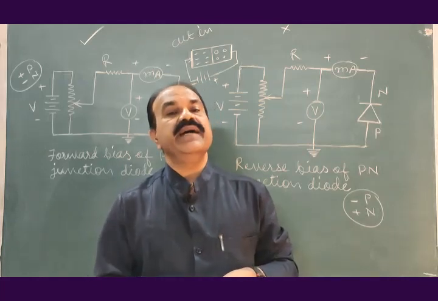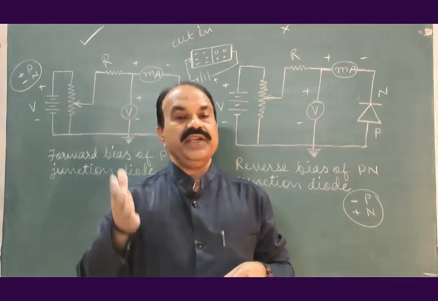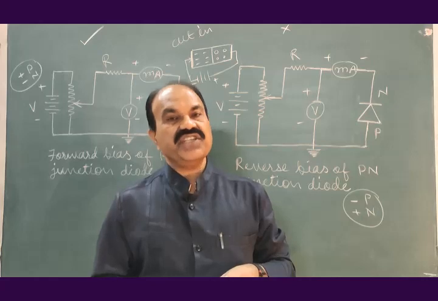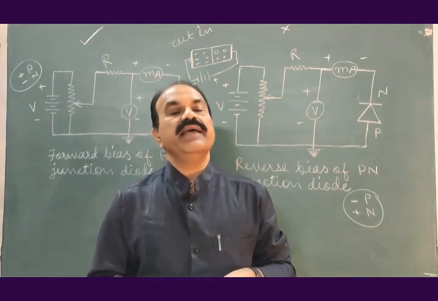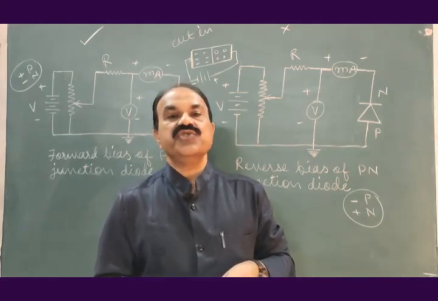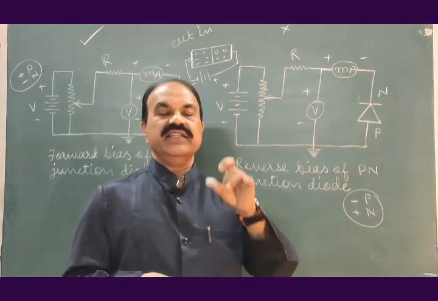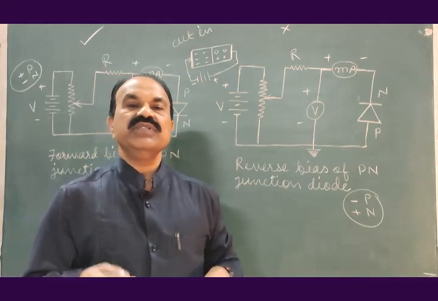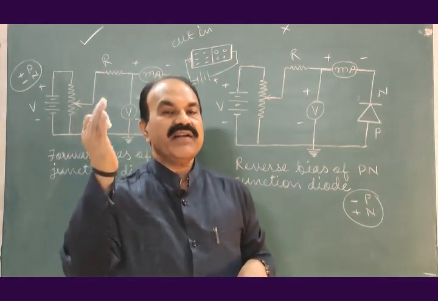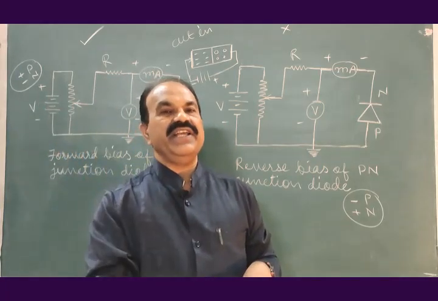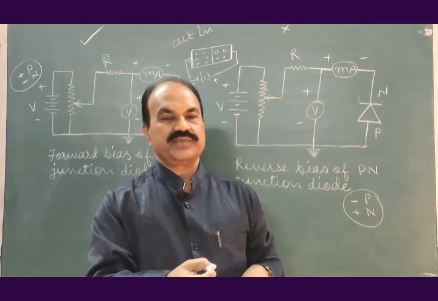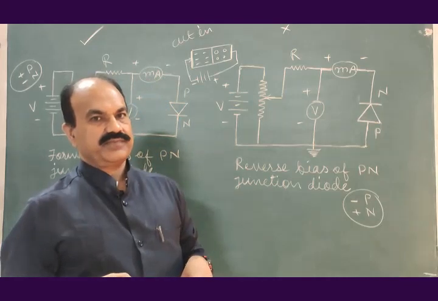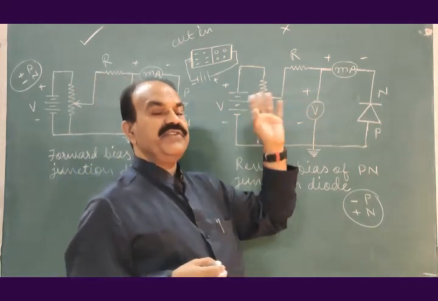Keeping these things in mind, the current rating and the resistance of the diode in forward bias, we have to apply the forward voltage to the diode such that the diode will be working safely. We are not going to exceed the current rating or power rating of the diode specified by its manufacturer.